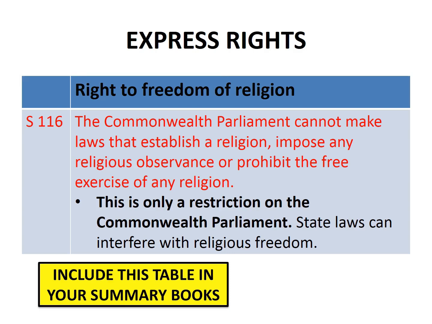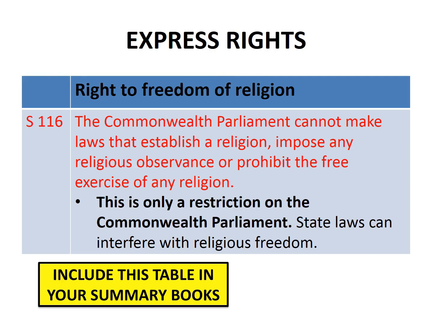Now, note that this is only a restriction on the Commonwealth Parliament. The state parliaments could, at least in theory, make laws that do interfere with religious freedom. So the Victorian Parliament tomorrow could pass a law that required everyone to be a Buddhist, or that prohibited anyone from being a Christian. They could do that. But the reason they don't do that is because they know that if they passed such a law, or even suggested such a law, then the members of Parliament who supported that kind of law would be likely to be voted out of office at the next election.